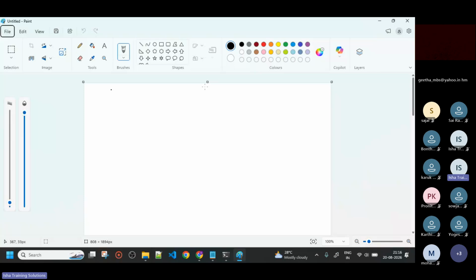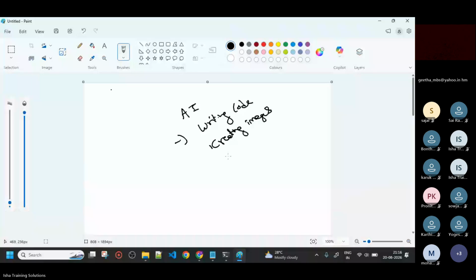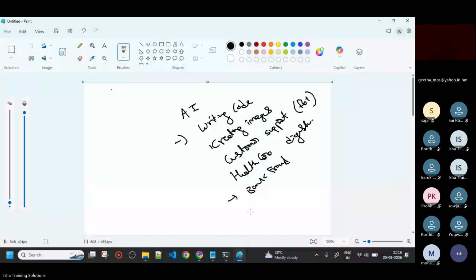Today we are using AI mostly for writing code, code and automation technology, generating images, customer support chatbots, healthcare diagnostics, and whatnot, like bank fraud detection, and mainly resume screening. We have the ATS score. Does anyone know about this ATS?